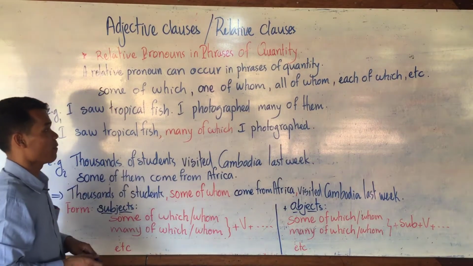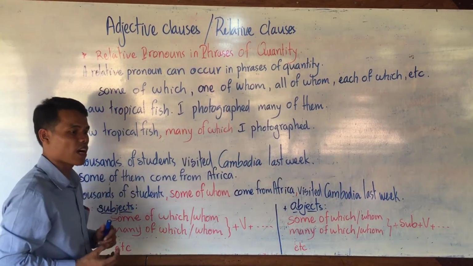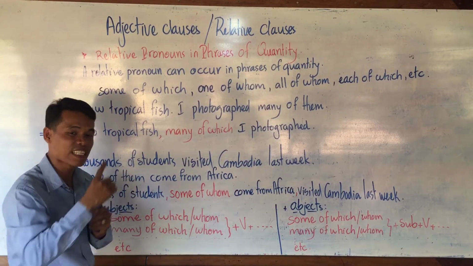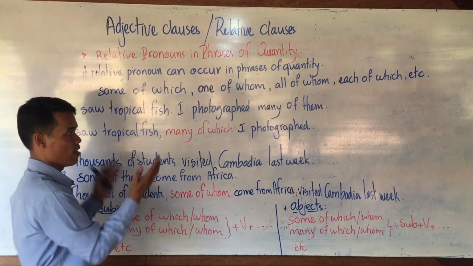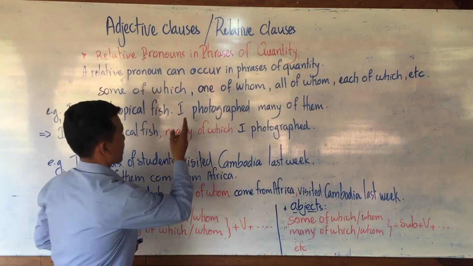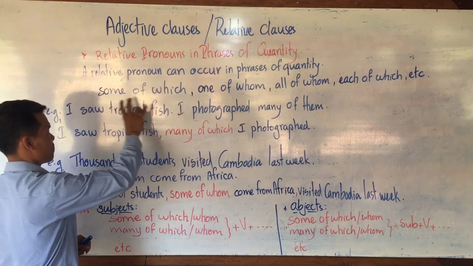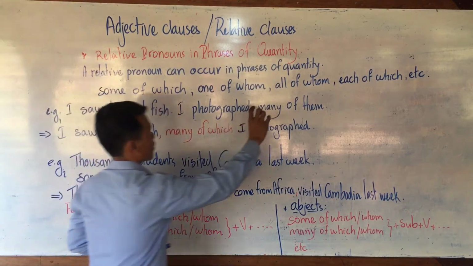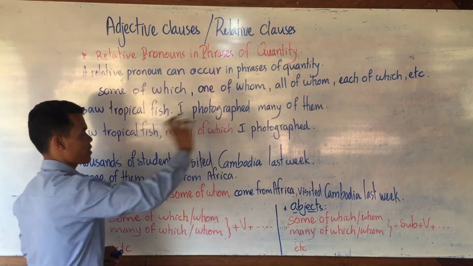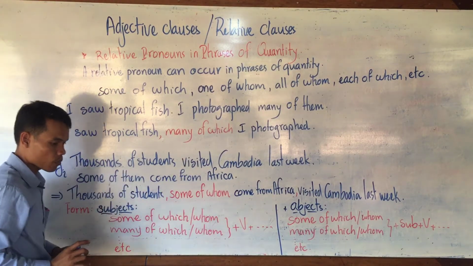Look at the example of an adjective clause. Basically, an adjective clause comes from two simple sentences combined into one complex sentence. Look at it. I saw tropical fish. I photographed many of them. You can see the first simple sentence has tropical fish, and in the second sentence, many of them refers to tropical fish. So it's the same thing. That's why we can write an adjective clause.